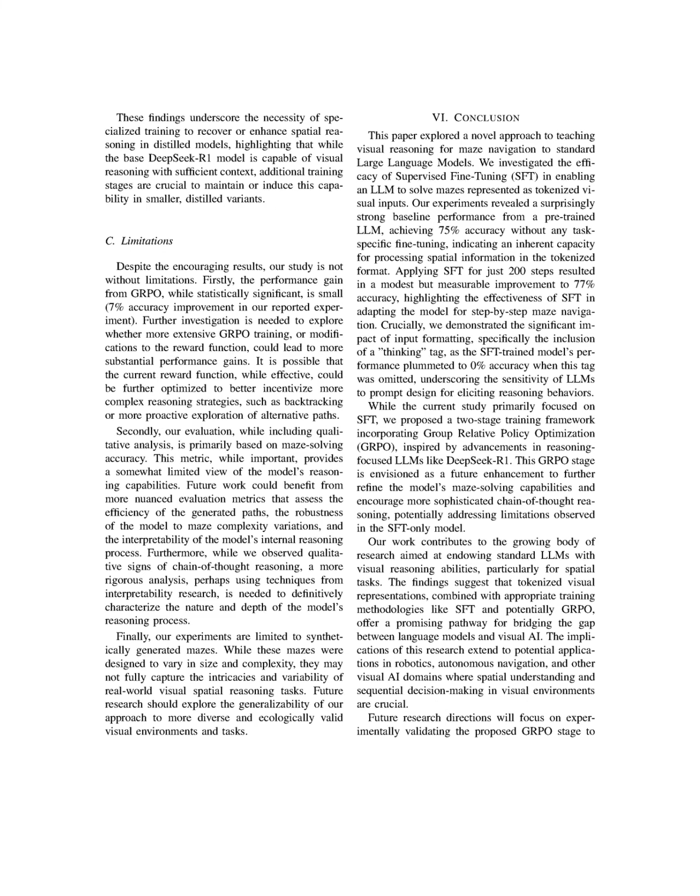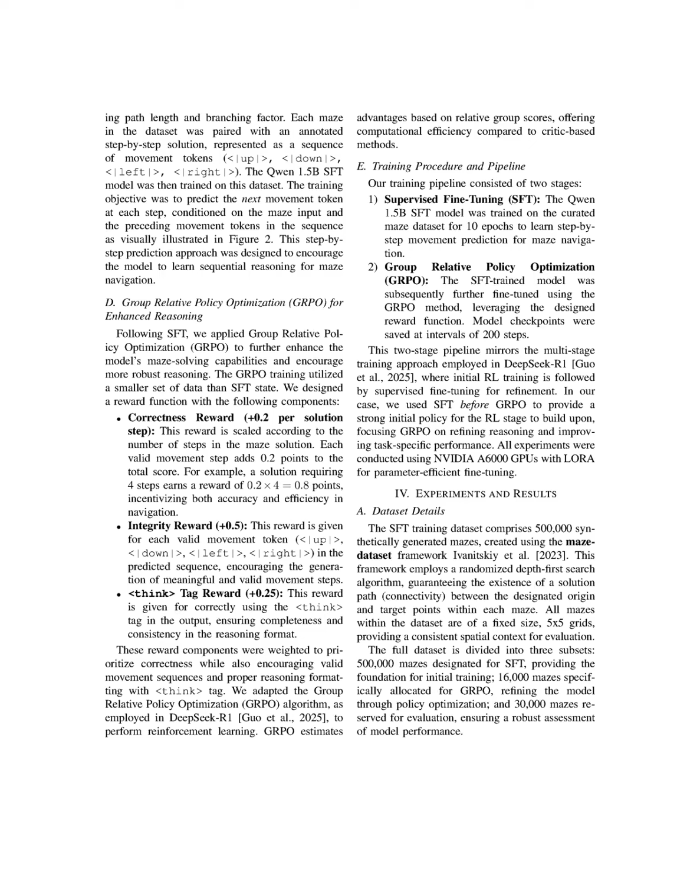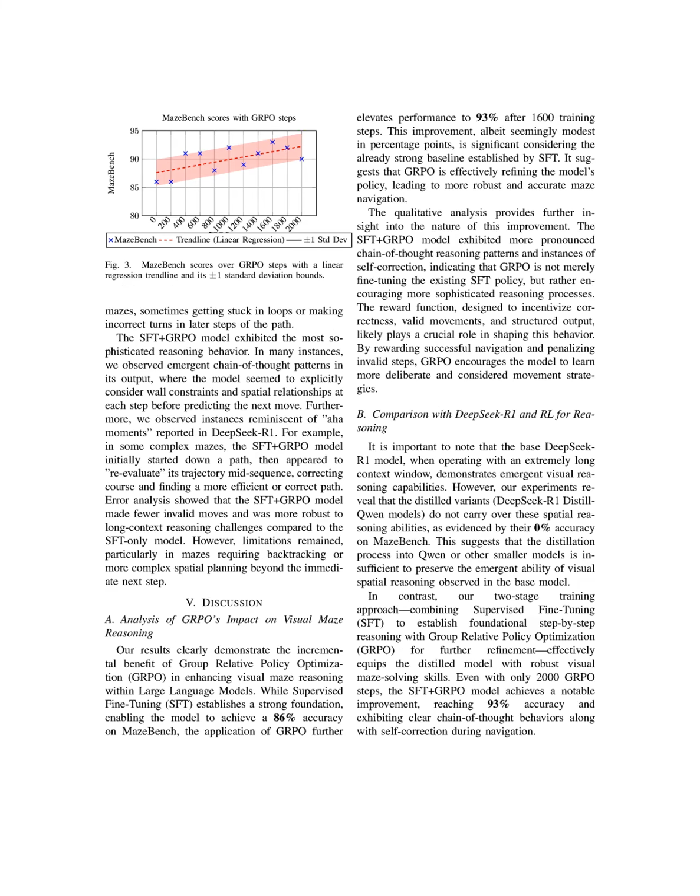2. Group Relative Policy Optimization, GRPO. Following SFT, the model undergoes further training using GRPO, which employs a designed reward function to refine its maze-solving capabilities. This reward function includes components for correctness, integrity of movement tokens, and proper reasoning formatting. GRPO encourages the model to develop more sophisticated reasoning by rewarding valid movements and penalizing invalid steps, leading to emergent chain-of-thought behaviors and self-correction during navigation.